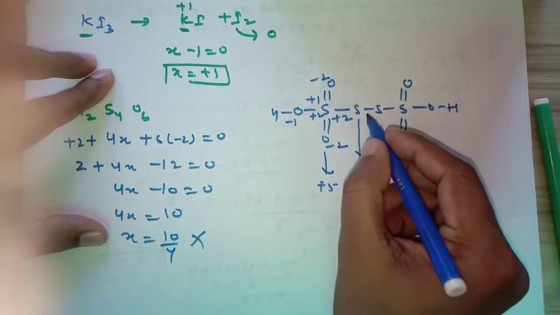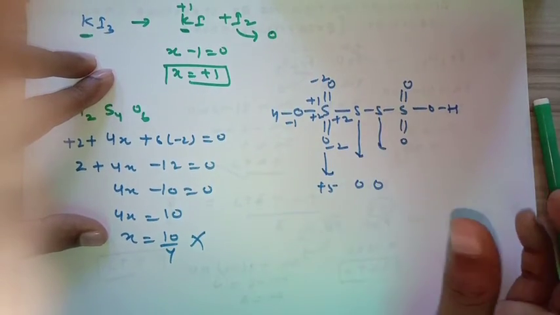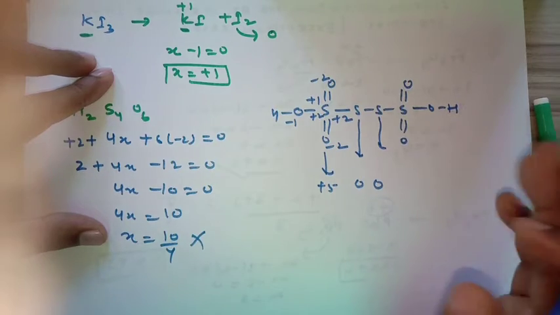For sulfur it will be 0 because they are continuous in nature and they are same in electronegativity.